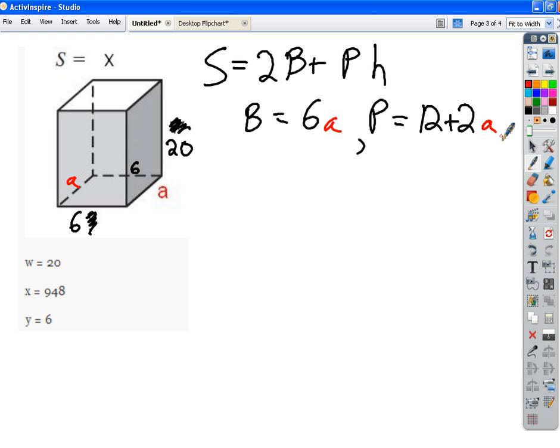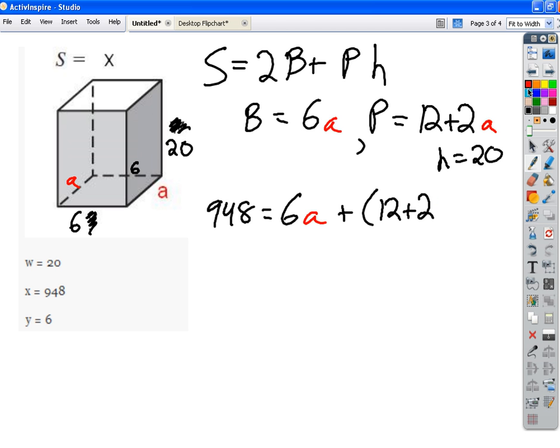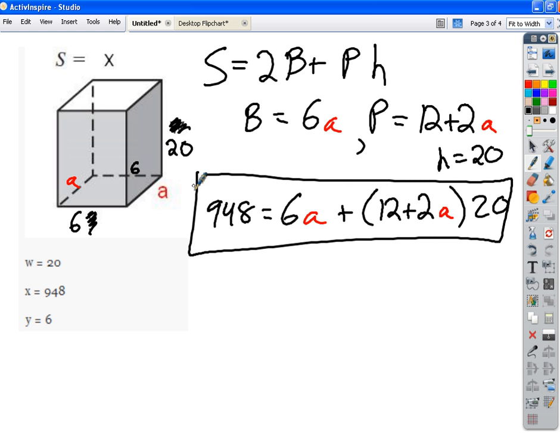Everybody see that? And then the height. If we use the top and the bottom as the bases, what's the height of this prism? 20. Okay, good. So look what that calculation becomes then. If I plug in the stuff, I know S is 948 equals 6A plus the quantity 12 plus 2A times 20. We'll call that equation 1.